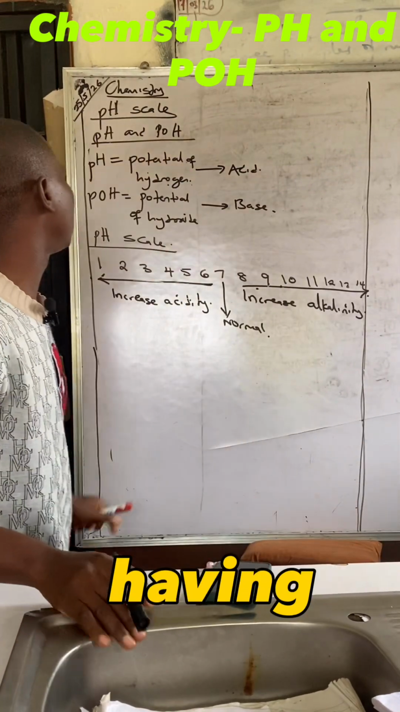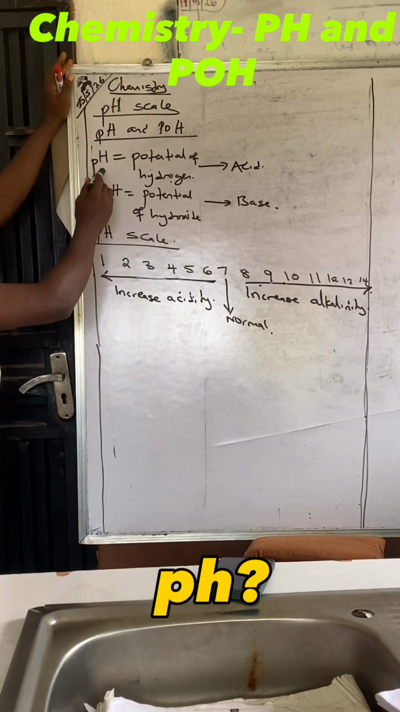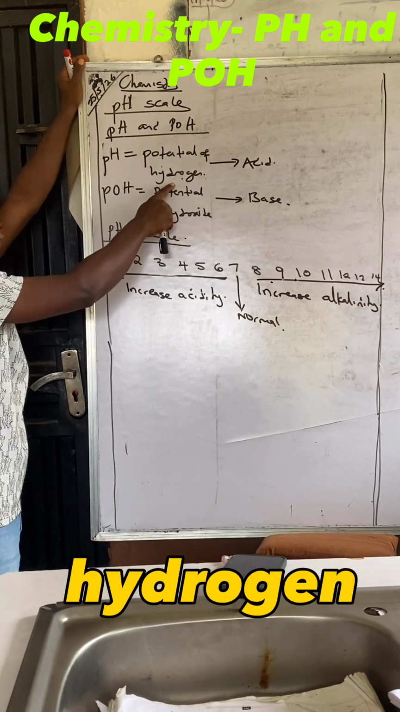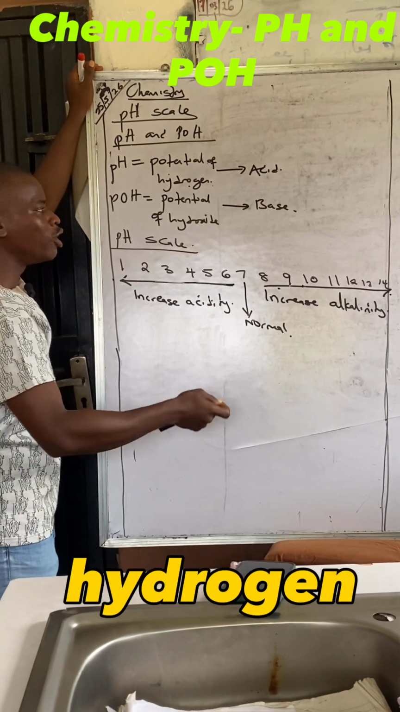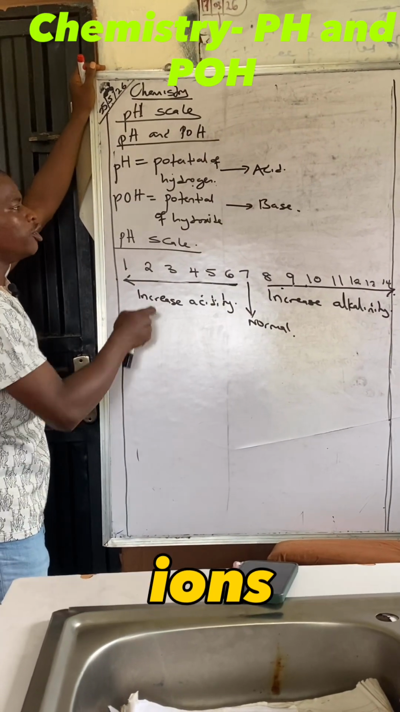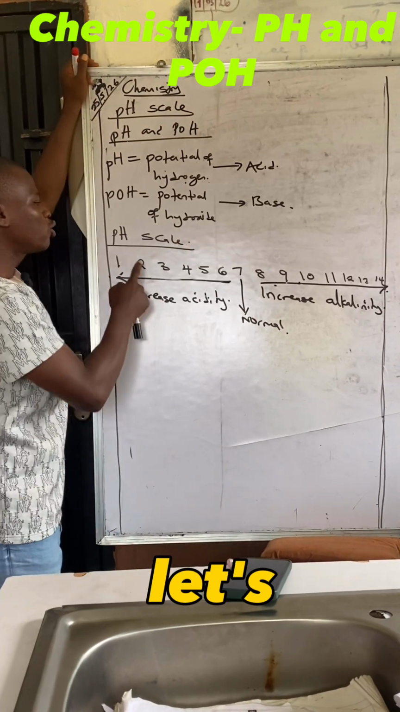Today we're having pH and pOH under the pH scale. What is pH? pH is potential of hydrogen. And anything we are measuring about hydrogen is what? Acid. Acid gives us what? Hydrogen ions or hydronium ions. While pOH is for base. Potential of hydroxide, that is for base. Let's go to the pH scale now.